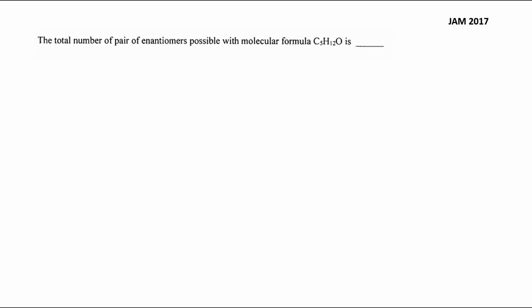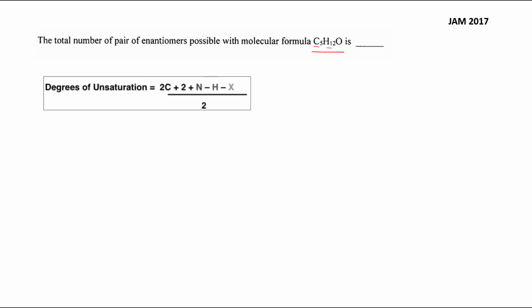Option B. Total number of pairs of enantiomers possible with molecular formula C5H12O. So first, as there is oxygen present, there is a chance that it can be alcohol, ether, ketone. Though from the ratio it is clear it cannot be ketone. But still if you calculate the double bond equivalent, that is the degree of unsaturation, then you can easily understand whether there is any unsaturation or not. Because if there is no unsaturation, it cannot have any C double bond O. So here we will apply this formula. We have total 5 carbons, so 2 into 5 and then plus 2.